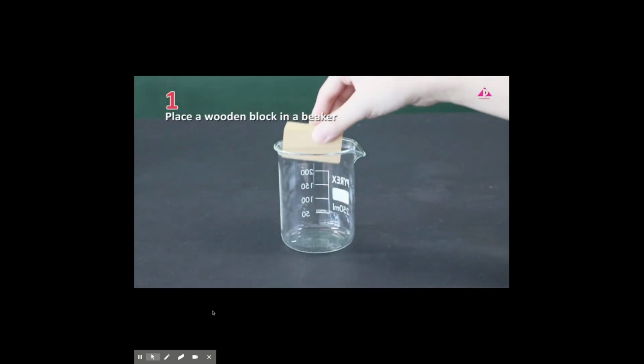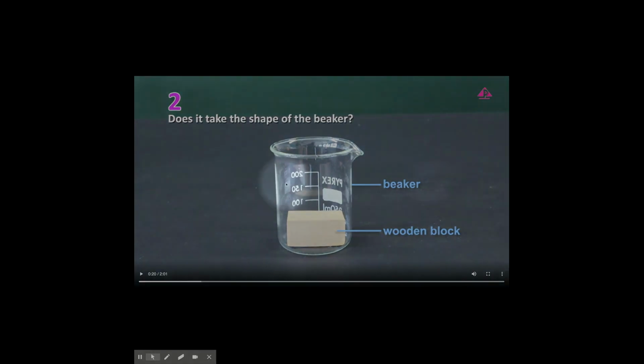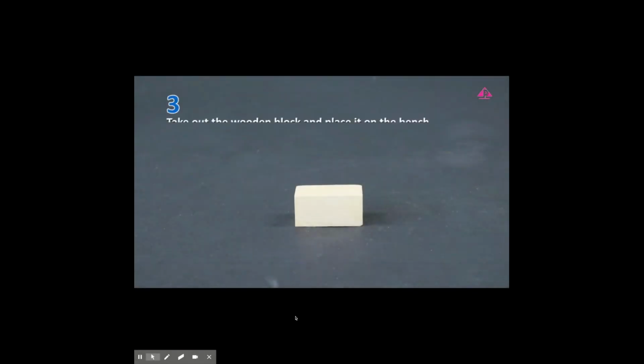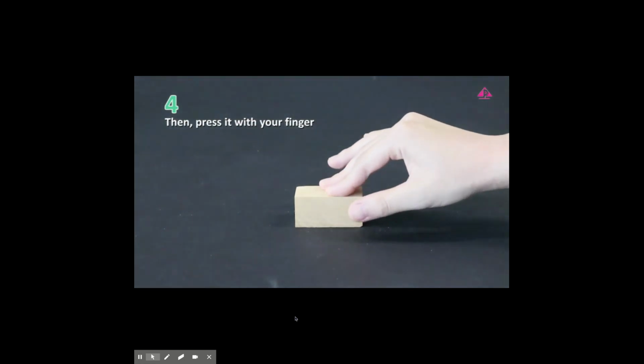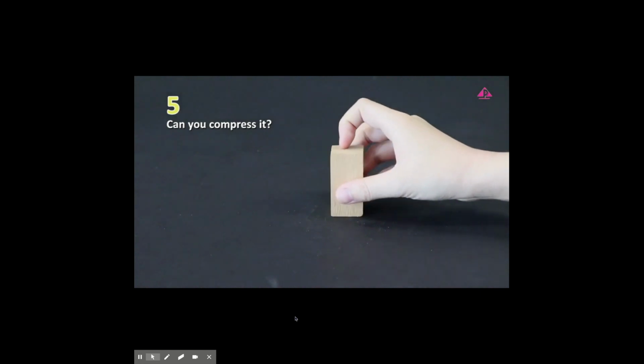Place a wooden block in a beaker. Does it take the shape of the beaker? The meaning of taking the shape of the beaker is, does this wooden block change its shape and then fill in this beaker? Take out the wooden block and place it on the bench. Then press it with your finger. Can you compress it?